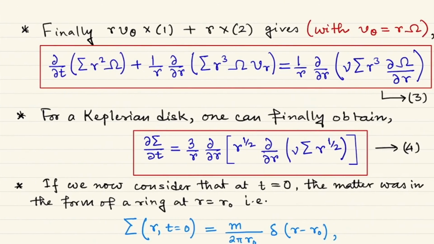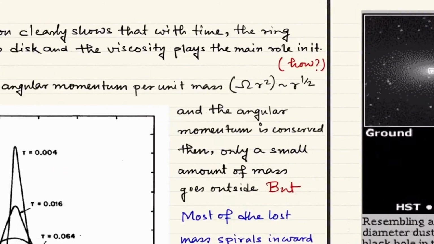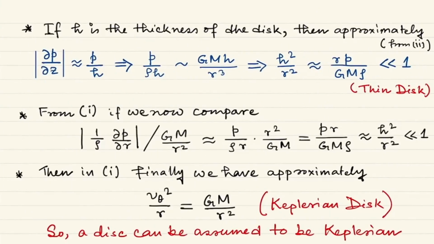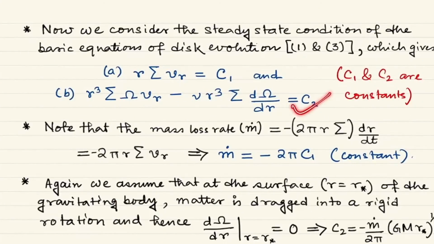Again, if you go to equation number 3, this term is 0 at steady state. So you have del R of sigma R cube omega VR minus eta sigma R cube d omega dR is equal to constant. And that's exactly our conclusion over here. Okay, we call the first constant as C1 and the second constant as C2.